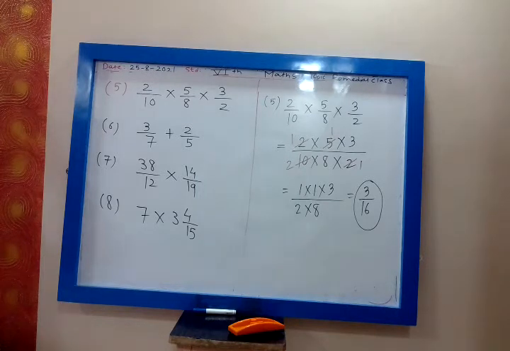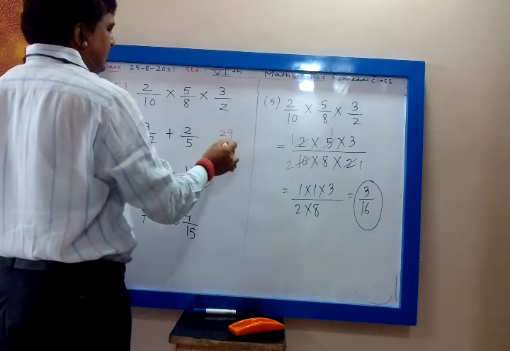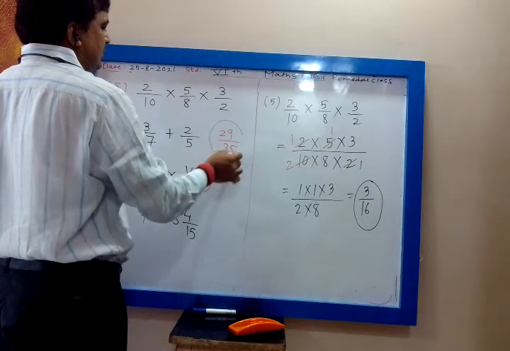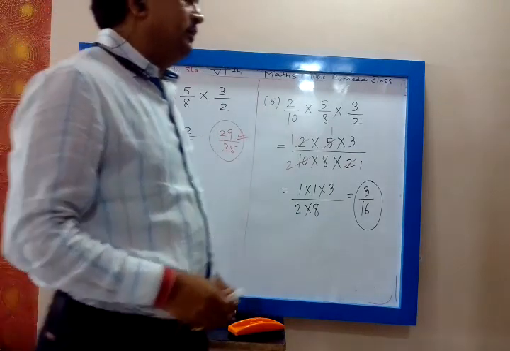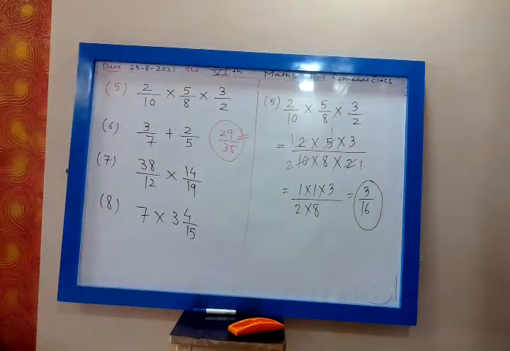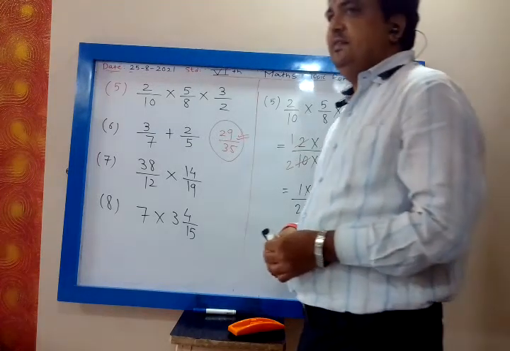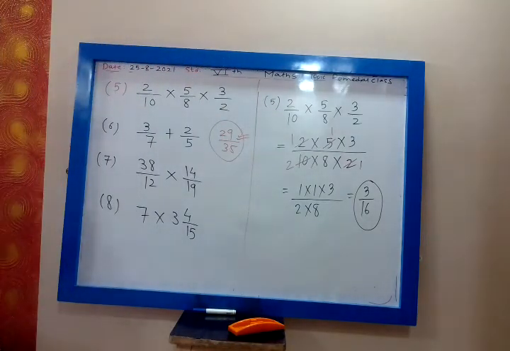Yes, 29 upon 35 is the answer of 60. 29 upon 35, no? This only you are telling me, no? Yes, this answer is correct. Solve next one. So 29 upon 35. We will discuss the solution after 1 minute.